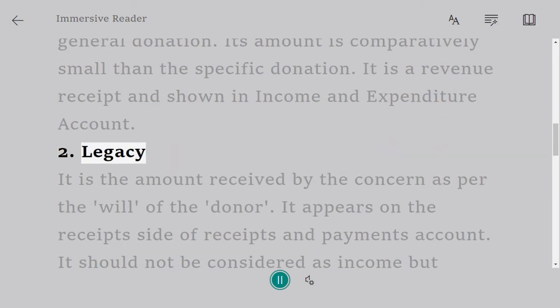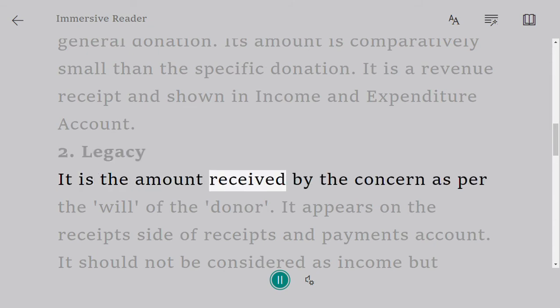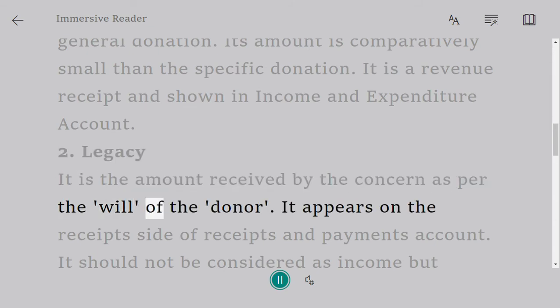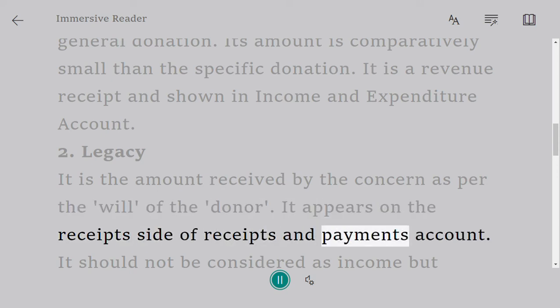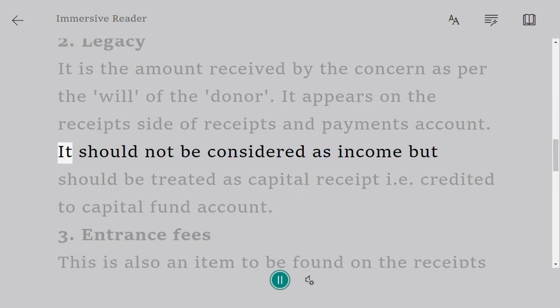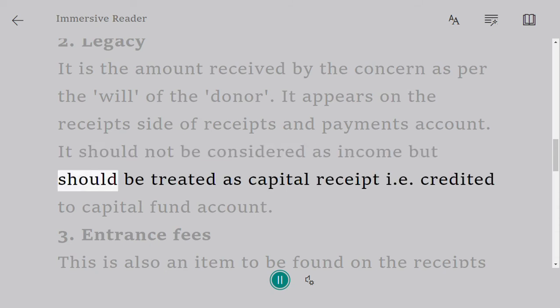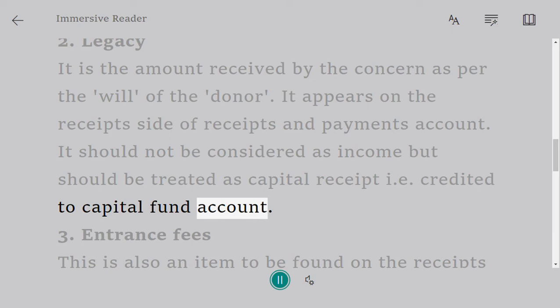2. Legacy. It is the amount received by the concern as per the will of the donor. It appears on the receipt side of the receipts and payments account. It should not be considered as income but should be treated as a capital receipt, i.e. credited to capital fund account.